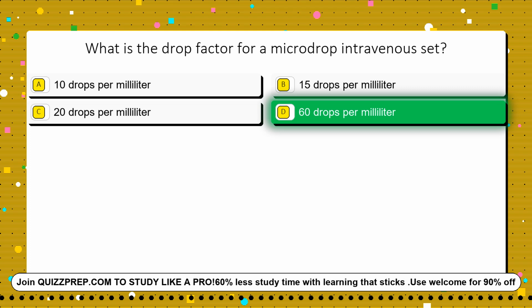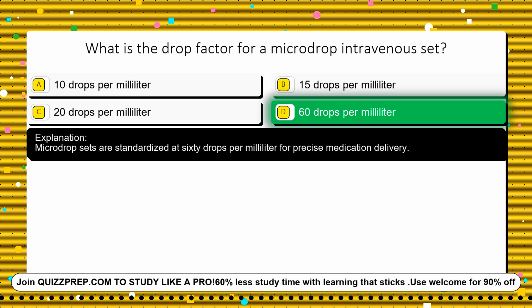The correct answer is option D. 60 drops per milliliter. Microdrop sets are standardized at 60 drops per milliliter for precise medication delivery.